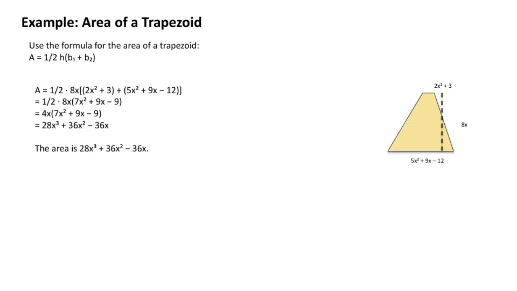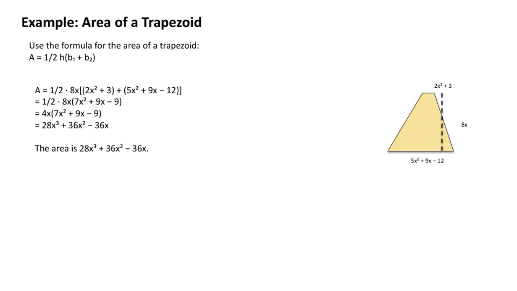Now let's look at how we find the area of this shape. We start with the expression 8x times (5x² plus 9x minus 12), and then add 2x² plus 3. To find the total area, we use the formula for the area of a trapezoid, which is 1/2 times the height times the sum of the bases.